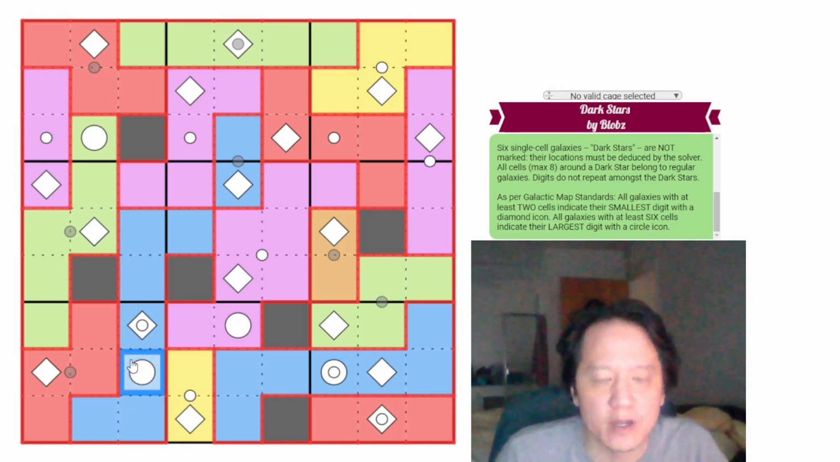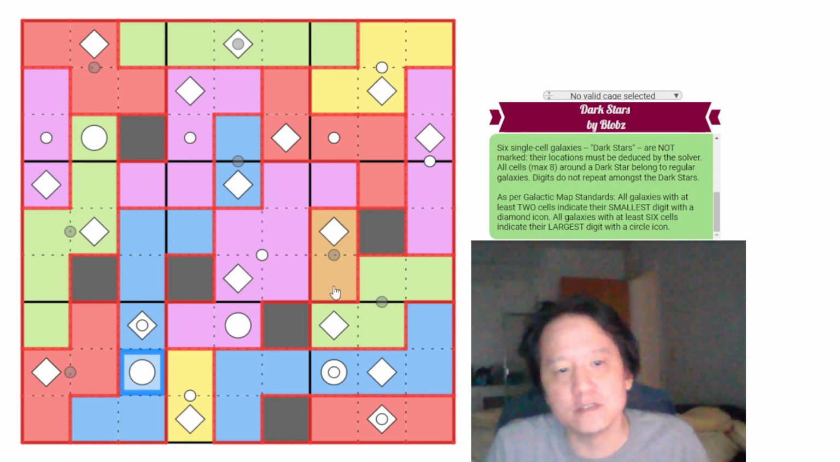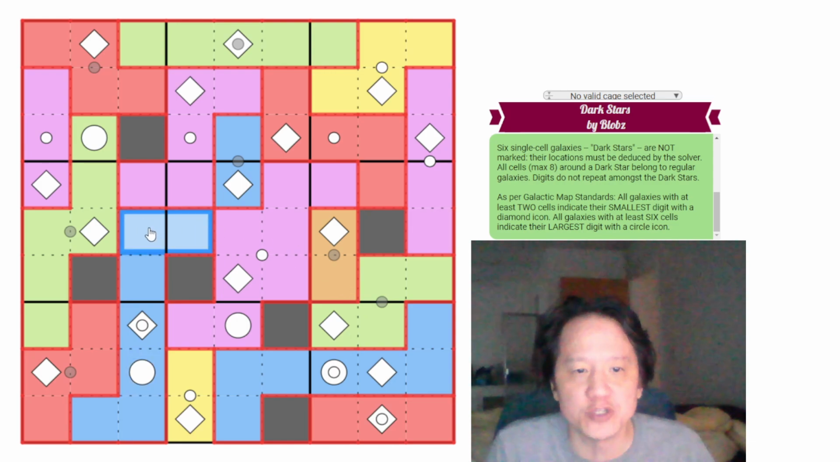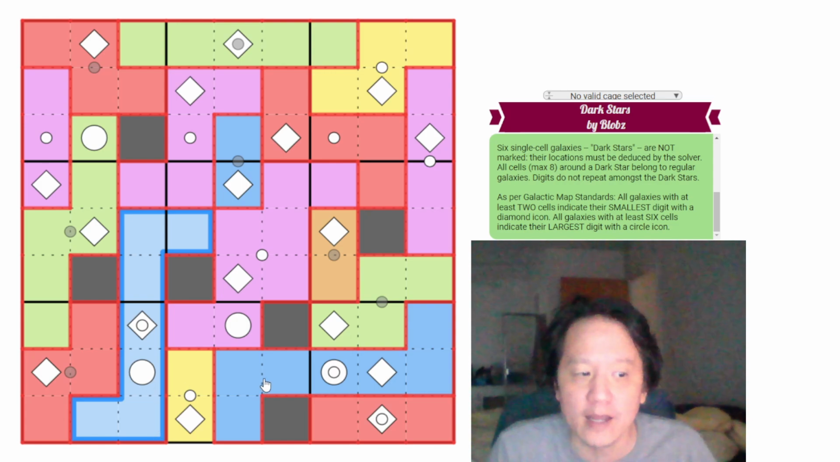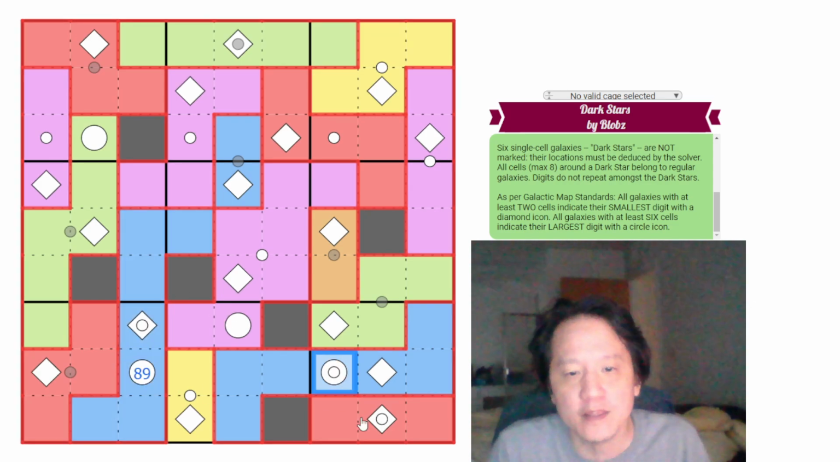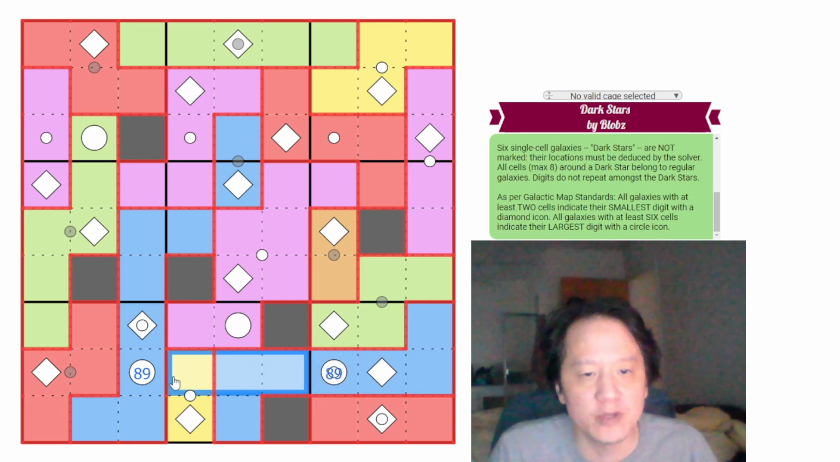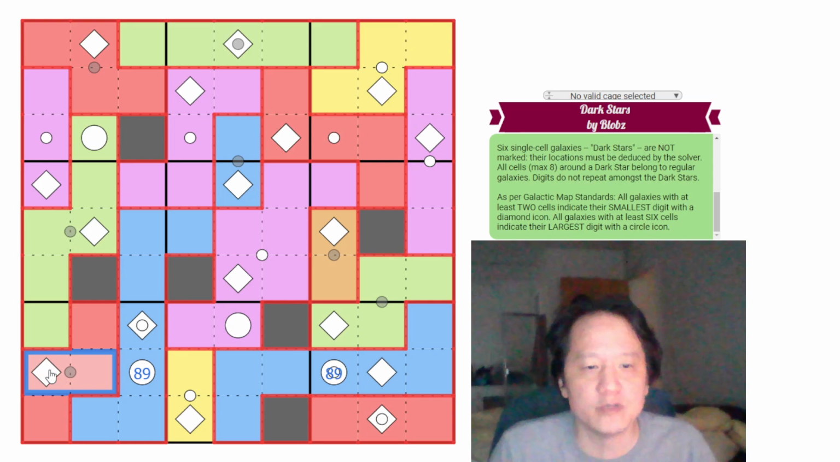This is not a Renban, so it cannot be 7. It has to be 8 or 9. Because if it's 7, that means it's the largest in a 7-cell galaxy. But if it were a 7-cell Renban galaxy, it would have to be 1 through 7. Sorry, if it has to be 1 through 7, then it would have to be a Renban galaxy, and this is not one. So this is 8 or 9. This is 8 or 9 too. So there cannot be 8 or 9 anywhere else here. So this is 8 or 9, which means this is 1, 2, 3, 4, 5, 6, 7. This is the smallest one.